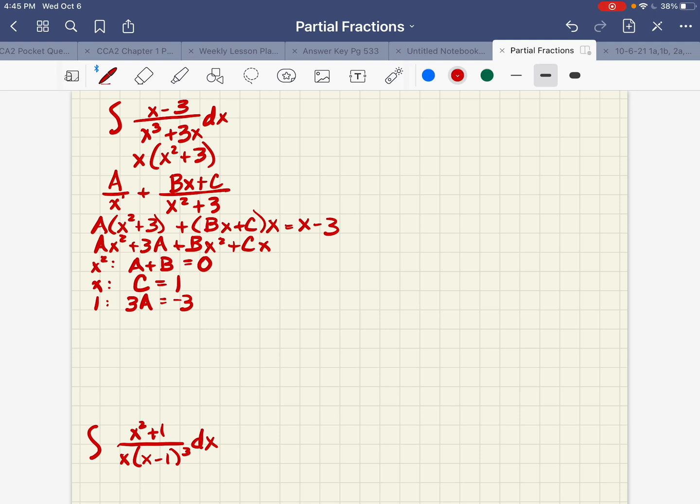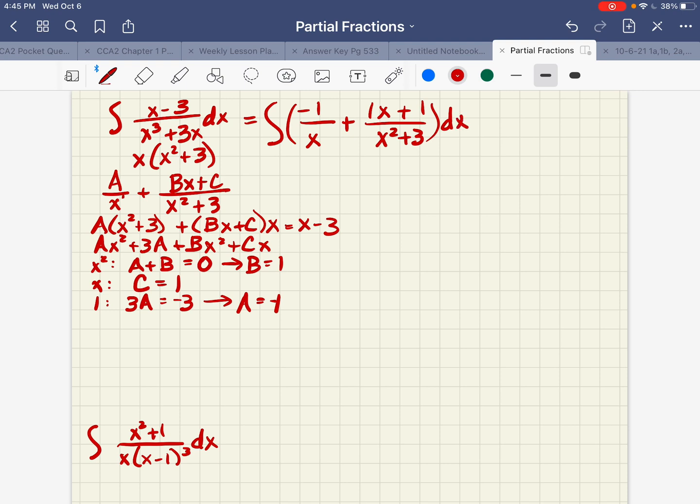Now, I think I went over in class today how you could solve this system with a matrix, but this is such an easy system, we don't need that. So A is negative 1, and that means that B is positive 1. Okay? So I can rewrite my integral now as the integral of negative 1 over x plus (x plus 1) over x squared plus 3. And then we look to see if we can take these integrals relatively easily. The first one, yes, negative natural log of x, no problem.